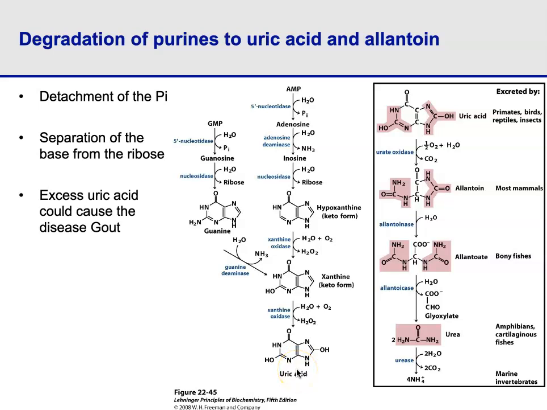Uric acid can further be processed, as you can see right here, to allantoin that most animals use as a way of discarding purine bases. So this is how purines are degraded. Purines are basically released from the body or excreted from the body either as uric acid or allantoin.